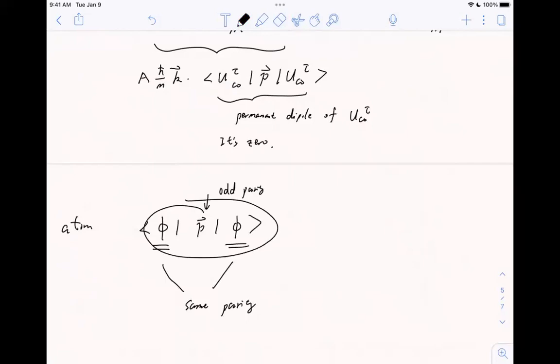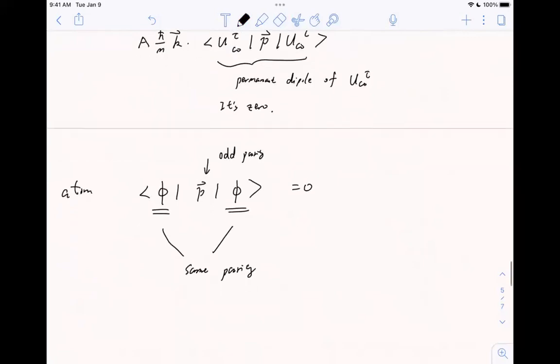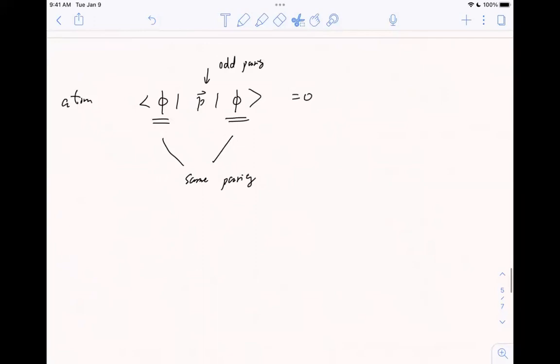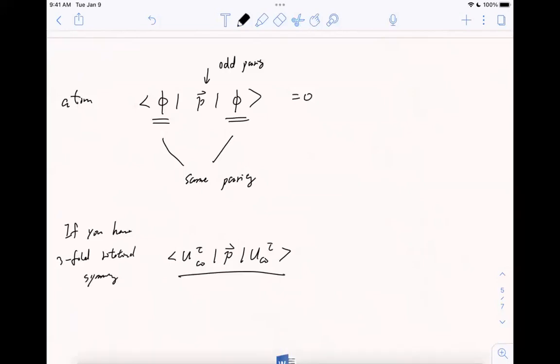Because this is a number. The only number that has odd parity is 0. Like you flip the sign, it is the same, because a number cannot change, it's just a number. So you flip the sign, it is the same, it is always 0. And the same for threefold rotational symmetry. Because if the wave function rotates by 120 degrees, it stays the same.